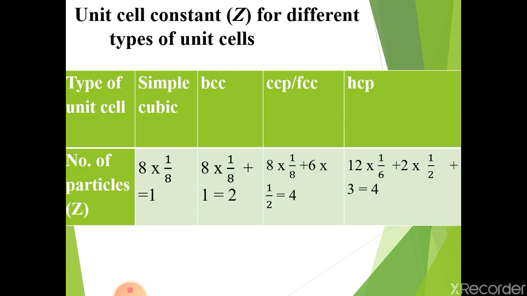Now we have to know how we will find unit cell constant, that is Z, that is also known as number of atoms for different types of unit cell. So first, simple cubic unit cell. This contains 8 corners and the contribution of one corner is 1/8. That's why number of particles, that is Z, is 1.